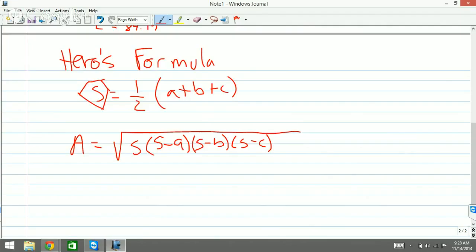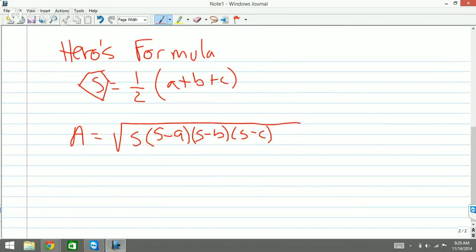Could you technically use a lot of sides? So if you're given all the sides, you could use that, or could you do the law of cosines and get all your angles and then do the other way? Yeah, you could do that too. Any one of them works.